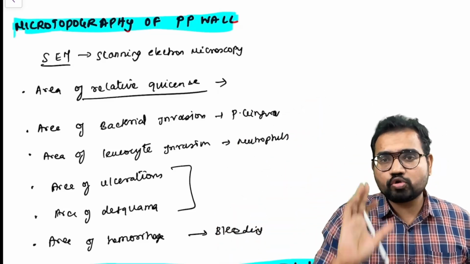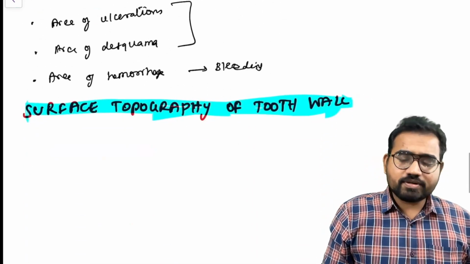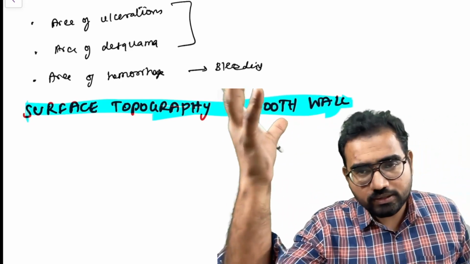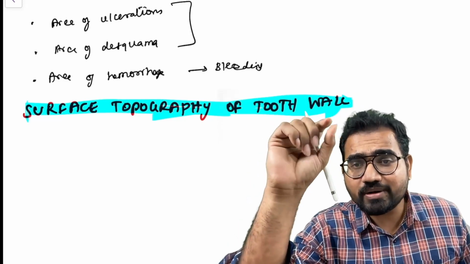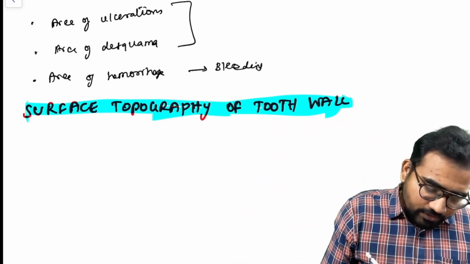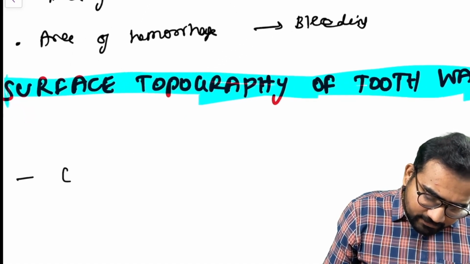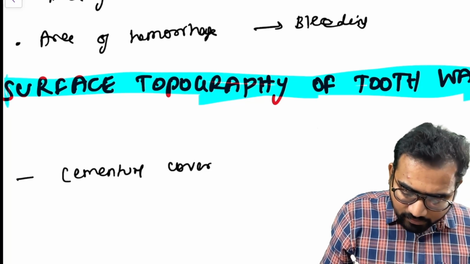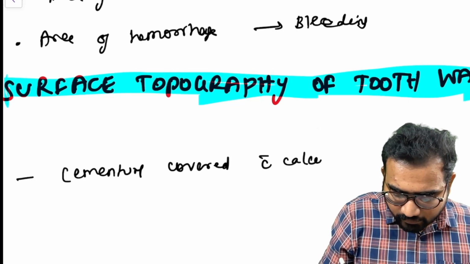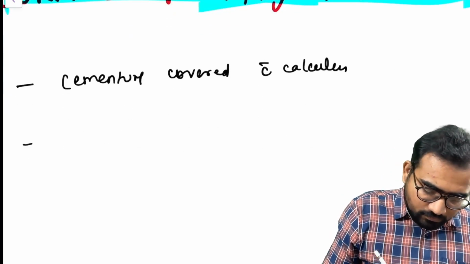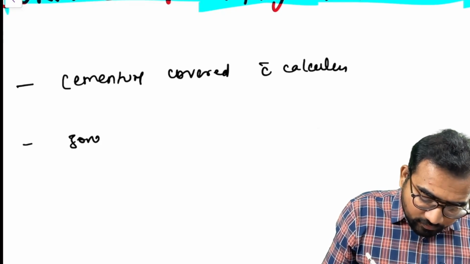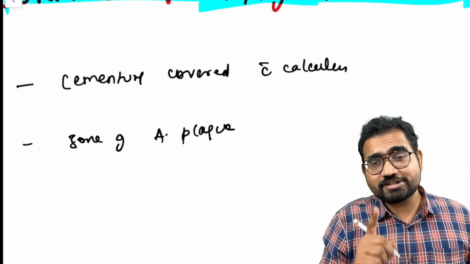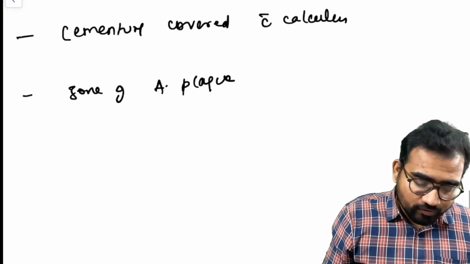Okay, the microtopography of pocket wall. Next one is the surface topography of a pocket wall. We were talking about the soft tissue wall in the previous sections. Now we are going to talk about what will happen on the tooth surface, right? On the tooth surface, you see the cementum covered with calculus, and then there's going to be a zone of attached plaque. As I told, calculus will always have plaque over it.